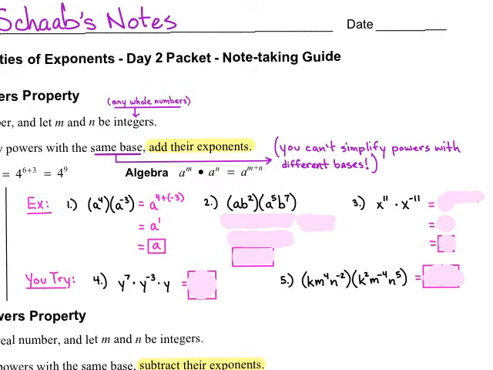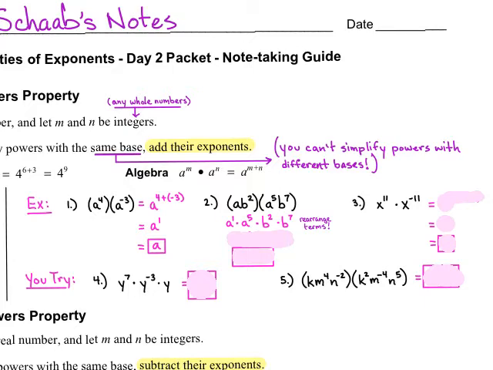Number 2, you can see we have different bases here. We have a and b times a and b. One thing you can do is rearrange the terms to make it easier on yourself. Remember, everything here is being multiplied together. We can multiply things in any order we want. So I'm going to put my a's together, a to the 1st power. If it doesn't have an exponent, remember, it has an exponent of 1.